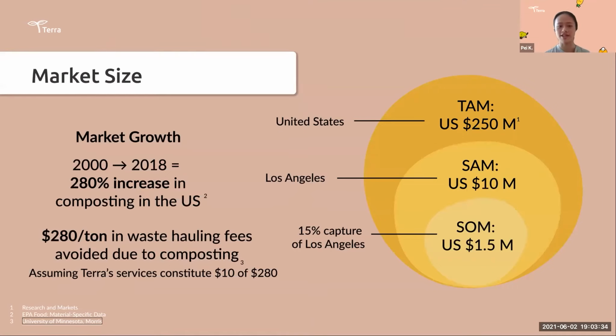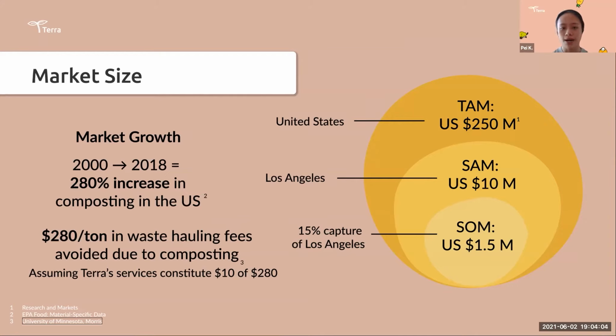And looking at the market for something like Terra, we know that we're tapping into a market that's rapidly growing. If you look at historical trends, interest in composting has experienced a 280% growth from the years 2000 to 2018. And this is a market that we anticipate to continue growing as it becomes more of an imperative for governments, institutions, and consumers to pay attention to sources of carbon emissions, as well as the general environmental conditions.